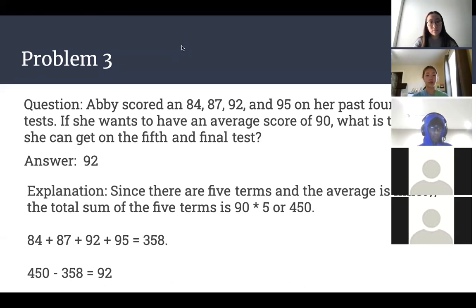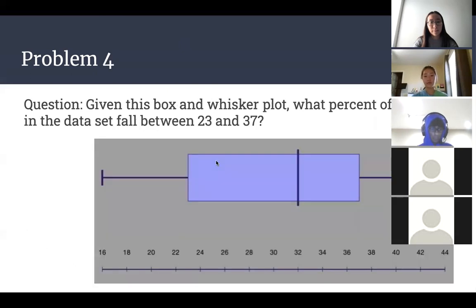Okay, we can go to the next one then. Problem 4. Given this box and whisker plot, what percent of the terms in the dataset fall between 23 and 37?